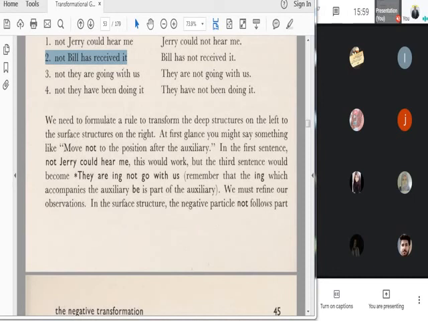At first glance, you might say something like move not to the position after the auxiliary. We know that, right? Whenever we wish to negate a sentence, we should have an auxiliary in order to place not after it. This is the typical, traditional rule. Am I right? How do you know this is the deep structure of the sentence?